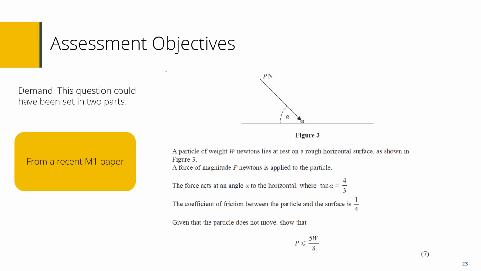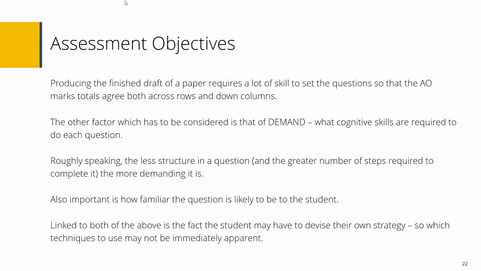Now, going back to this previous slide here, producing the finished draft of a paper requires a lot of skill to set the questions so that the assessment objectives marks totals agree both across rows and down through columns. The other factor which has to be considered is the demand. What cognitive skills are required to do each question.